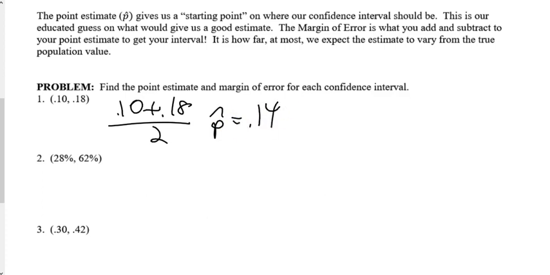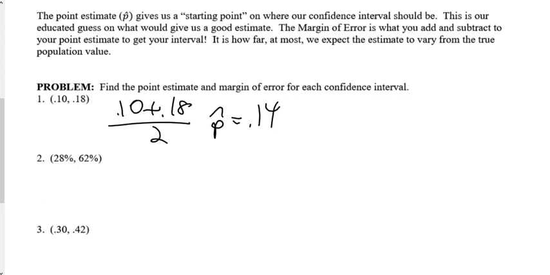Okay? So let's talk about money. That's 14 cents. That's right in the middle of 10 to 18 cents. Okay, or 14%, right in the middle of 10 to 18. How high does it go? 18. How low does it go? 10. How many ways does it go either side? What percent?